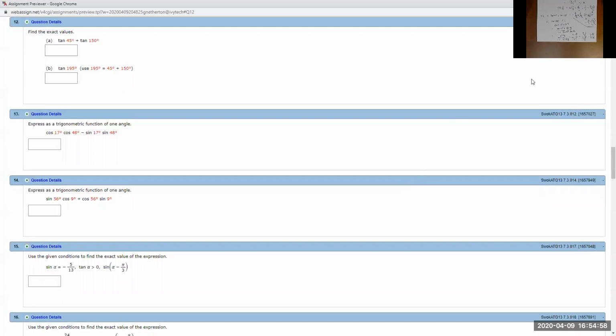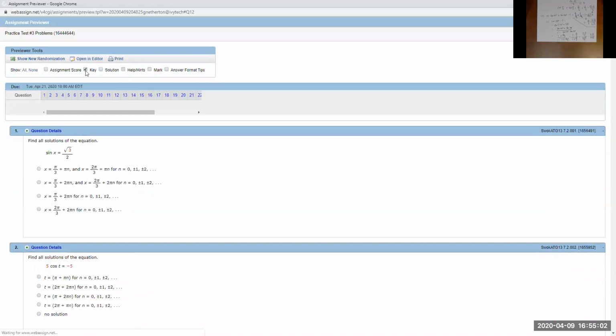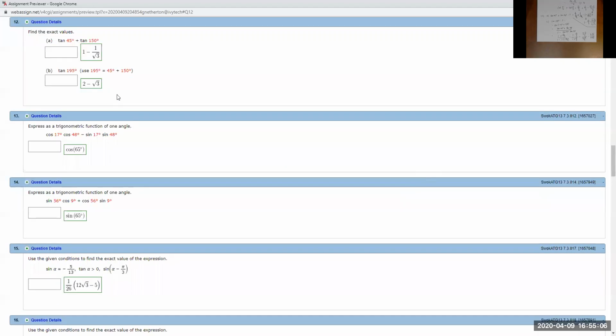So let's go back and turn on the answer key. Takes a minute to kick in. Go back to problem 12. Okay, yep. So I'm going to write down their answers and write down our answers. And I want to show you that they're basically, I think, the same. Sometimes, when you do the homework or the test, I would give you credit if just the form looks different. So here's the WebAssign answers: 1 minus 1 over square root of 3 and 2 minus square root of 3. And here are our answers.